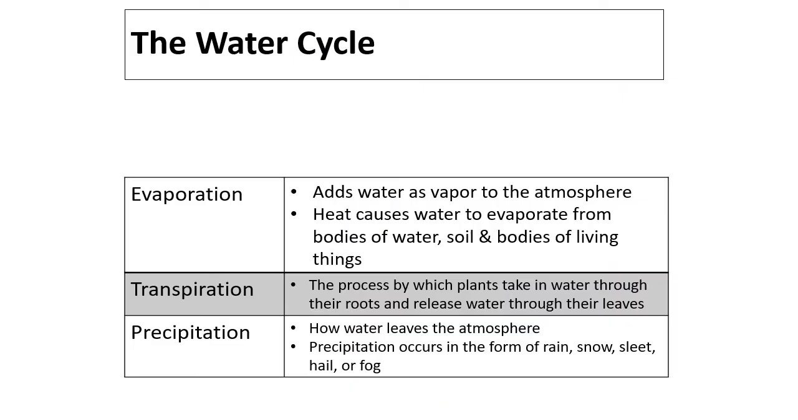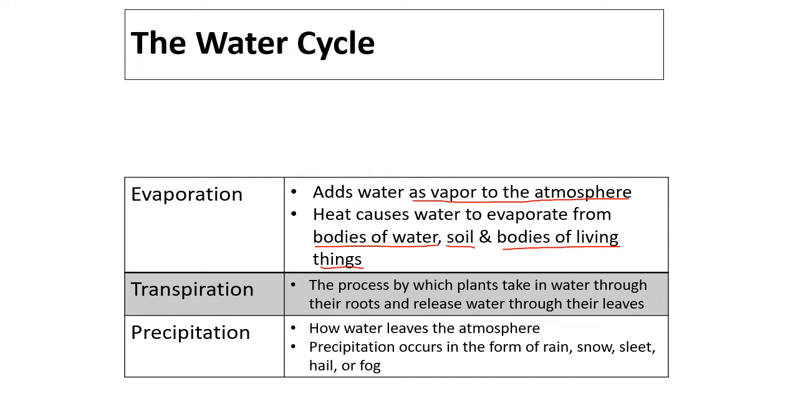So the water cycle, we have three major steps. We have evaporation, which adds water as vapor into the atmosphere. The key word here is as vapor, so we don't lose water, it just gets turned into a gas. So heat will cause water to evaporate from bodies of water, soil, and bodies of living things. This includes me and you, which is why you'll hear a lot of people saying, hey, if you're thirsty, drink. And you know, if you're thirsty, you should drink. It's your body telling you it needs water.